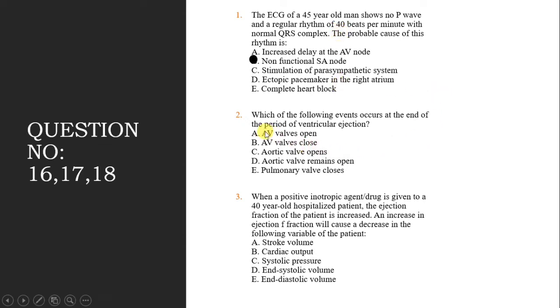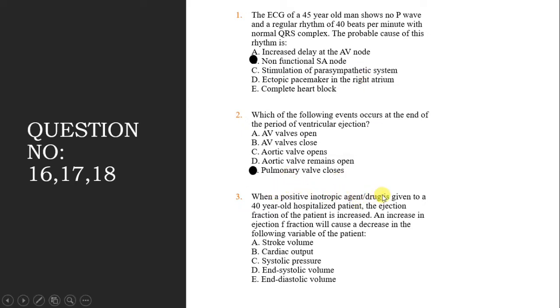Now, question number 17 asks which of the following events occur at the end of the period of ventricular ejection: AV valves open, AV valves close, aortic valves open, aortic valves remain open, pulmonary valves close. So at the end of the period of ventricular ejection, at the end of the systole, the pulmonary valve basically closes.